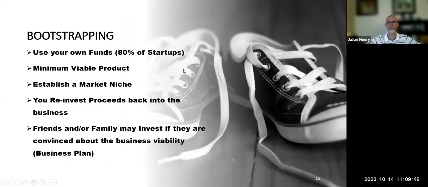Okay, so I mentioned bootstrapping. Bootstrapping is simply basically using your own funds. And my review suggests that when I did my own research, 80% of companies on the planet, they bootstrap just to get them through that first year, right? So most companies, you're not alone in this. If you have to start a business, you're kind of bootstrapping. In other words, you're using your own money, you're taking the profits from it, and you're investing it back into your own business.